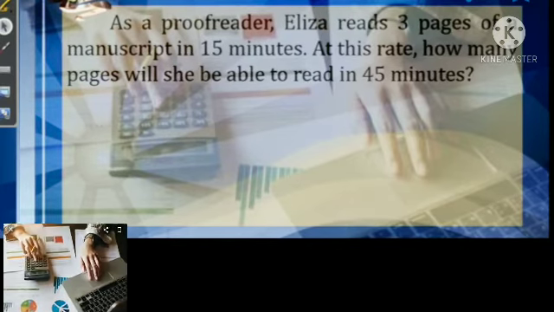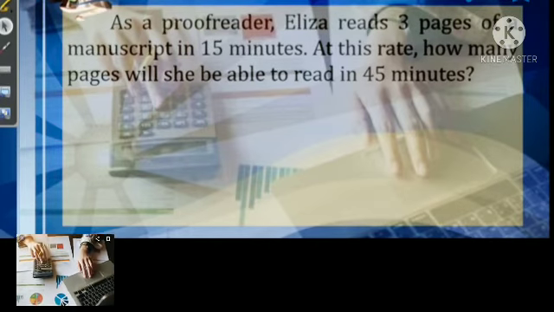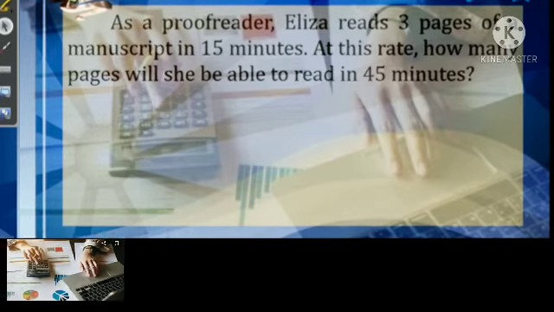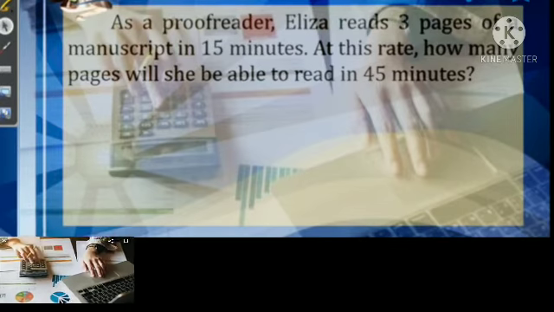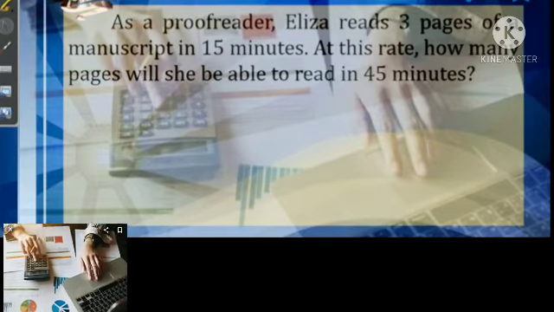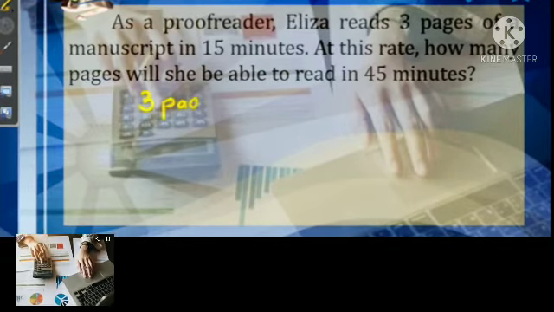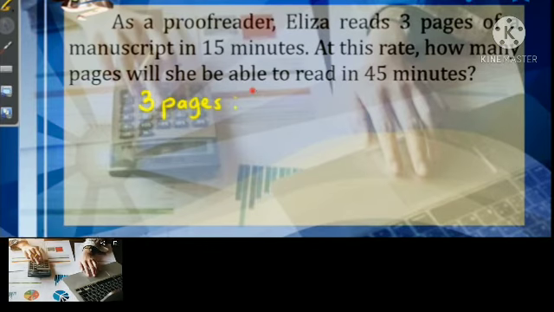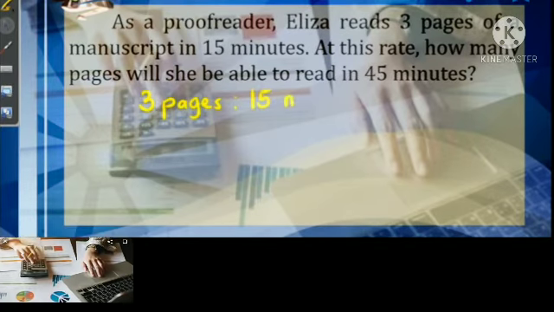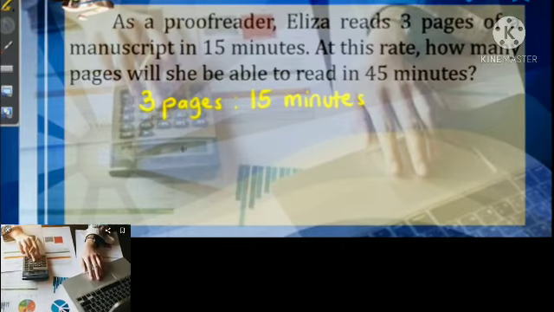As a proofreader, Elisa reads 3 pages of manuscript in 15 minutes. At this rate, how many pages will she be able to read in 45 minutes? First, let us try to express this in ratio. It is stated here that 3 pages is to 15 minutes. Now we are looking for the number of pages that she can read in 45 minutes.